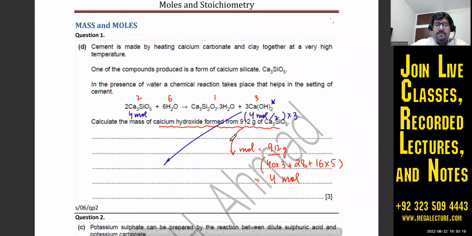What did he ask for? Find the mass of calcium hydroxide. What is your formula? Moles is equal to mass divided by molar mass, right? We know the moles, it's 6 moles. The mass we need to figure out. The Mr of calcium hydroxide is known. Calcium is 40, and OH twice, so that's 40 plus 16 plus 1. That's O and H, okay? And that is OH twice.